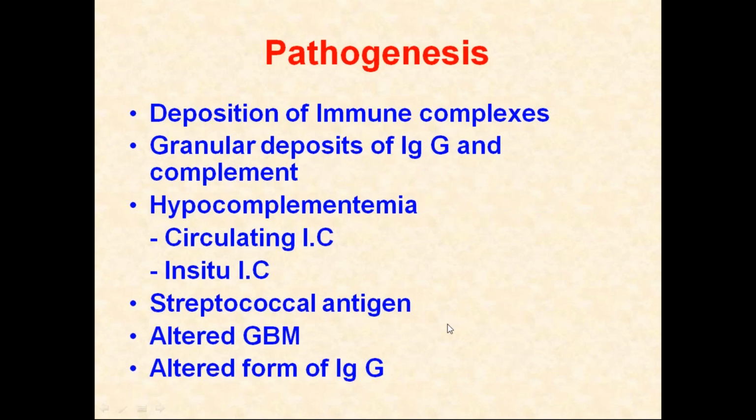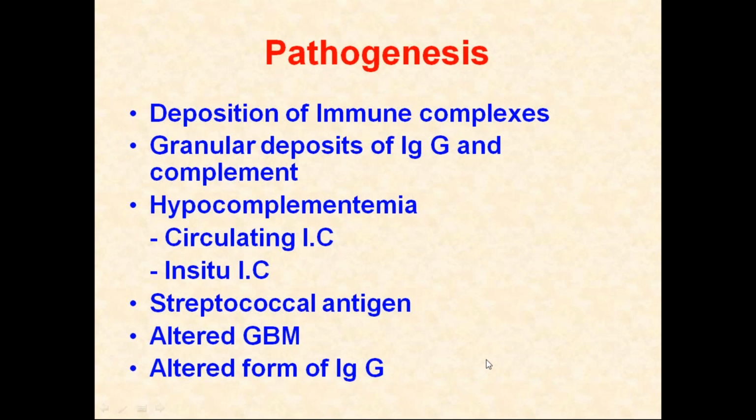So what happens in the pathogenesis? When you're talking about any glomerular nephritis, you should remember the mechanism of pathogenesis, the light microscopy findings, the electron microscopic findings and immunofluorescence, apart from the clinical features. The etiology we have discussed for acute proliferative, the classical type, is streptococcal induced. What happens here is deposition of immune complexes. On immunofluorescence, you see granular deposits of IgG and complement.